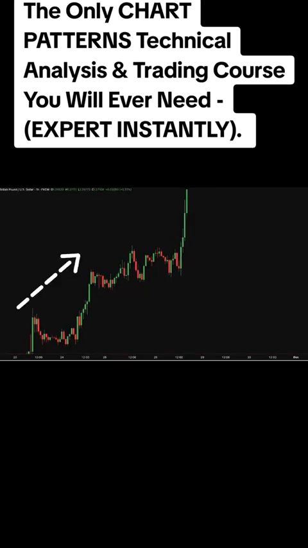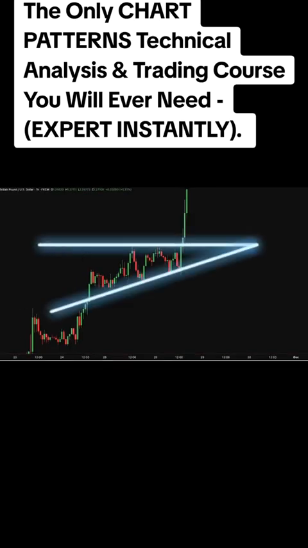The price was in an uptrend, forming equal highs and higher lows, a classic ascending triangle. When it broke above the resistance line, the move signaled a continuation of the trend. Had it broken below instead, it would have confirmed a reversal.